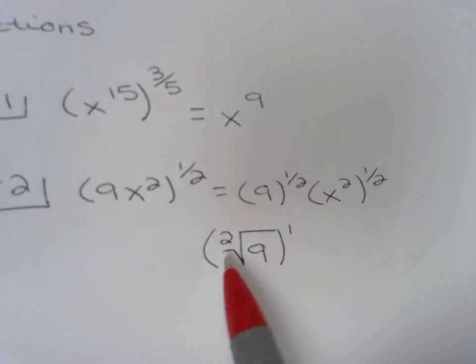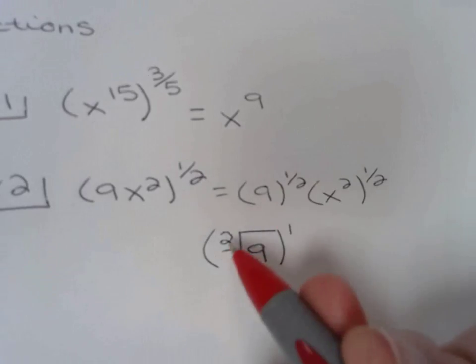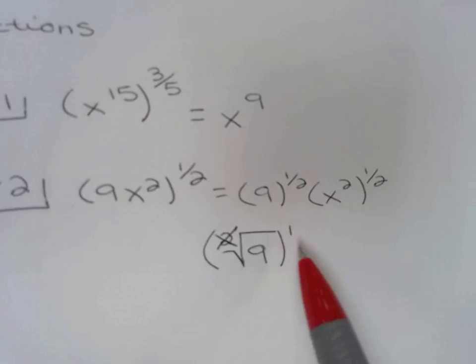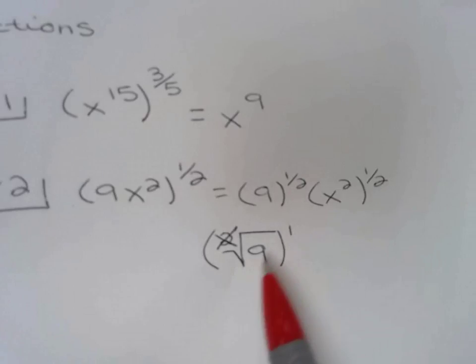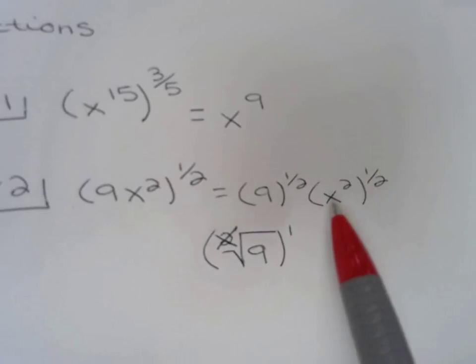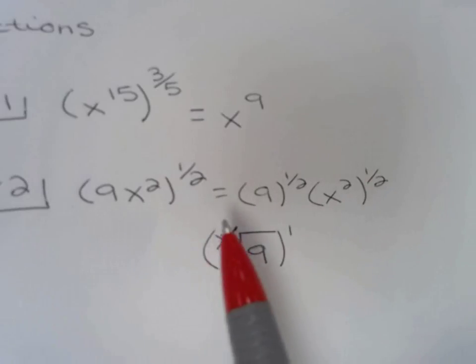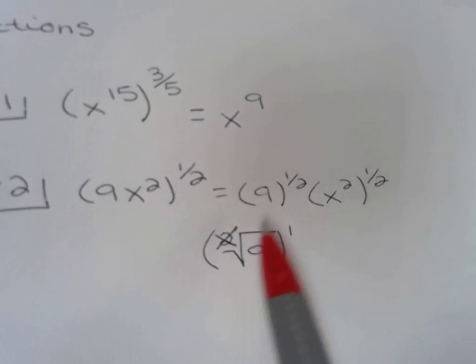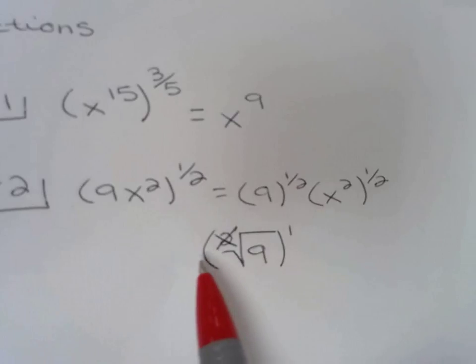The denominator becomes your root, so this is the second root, which you never really see a 2 out front. It's just a square root, but it's really the same as having a 2. So a square root, and then your numerator becomes the exponent. Now you can either do 9 to the first, or square root it and then to the first power. It doesn't matter the order. Sometimes it's easier one way, but it doesn't matter if you square root it and then to the first, or to the first power and then square root it. So your denominator becomes your root, your numerator becomes your exponent.